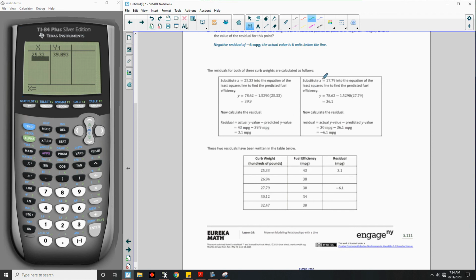And then it says substitute x equals 27.79. Now we're looking at this one. Actual fuel efficiency was 30, and when we plug 27.79 in our calculator, enter, we got 36.1. So 36.1 is right here. Now calculate the residual. The actual is 30. Residual is actual y value minus predicted y value. Actual 30 minus 36.1 gives us a negative 6.1. Okay, so these two residuals have been written in the table below.